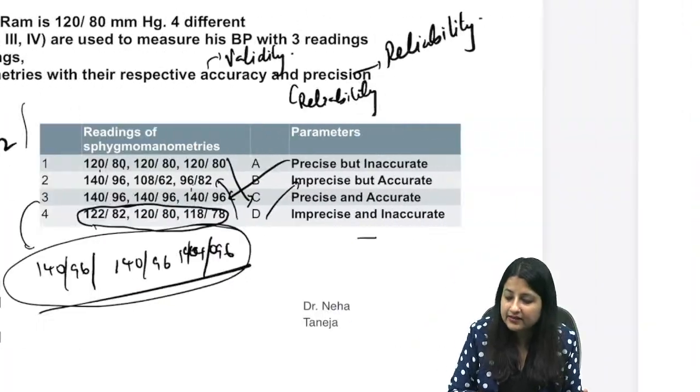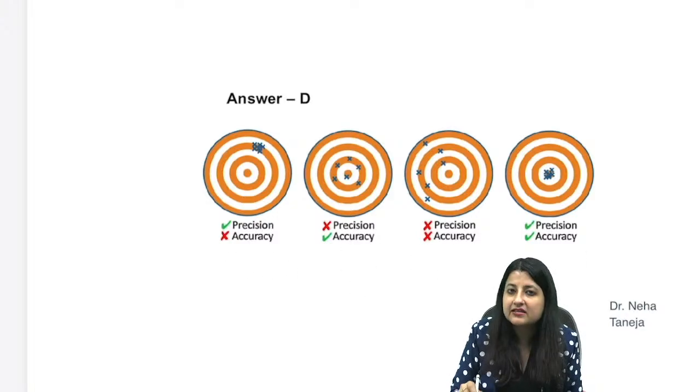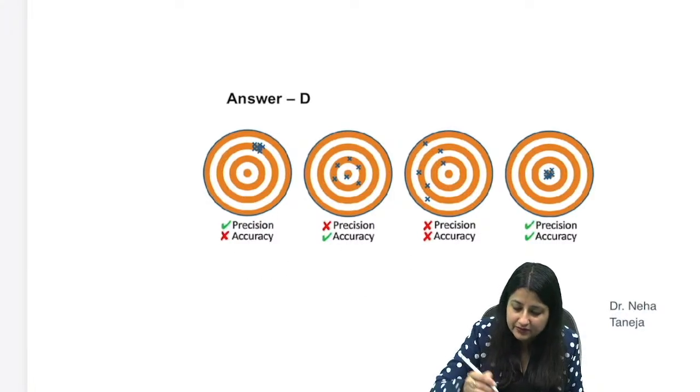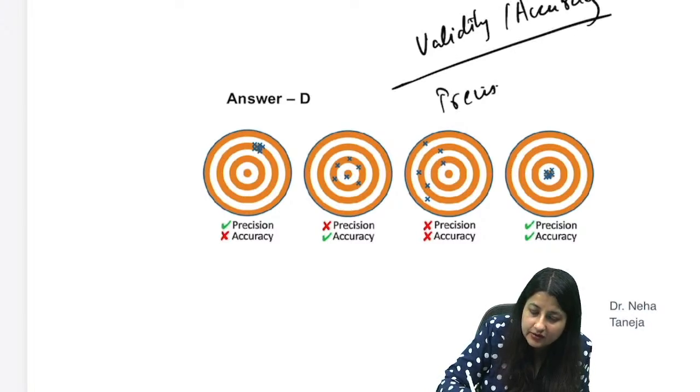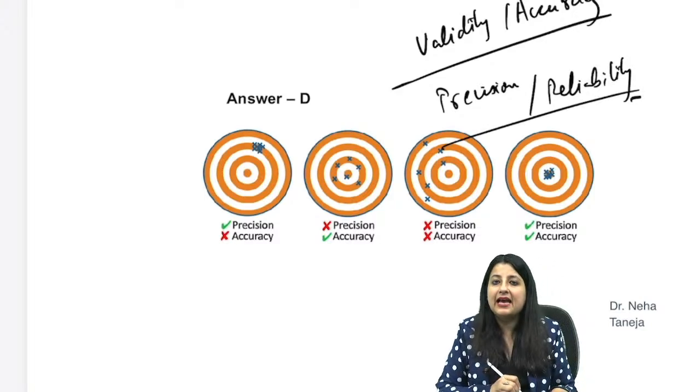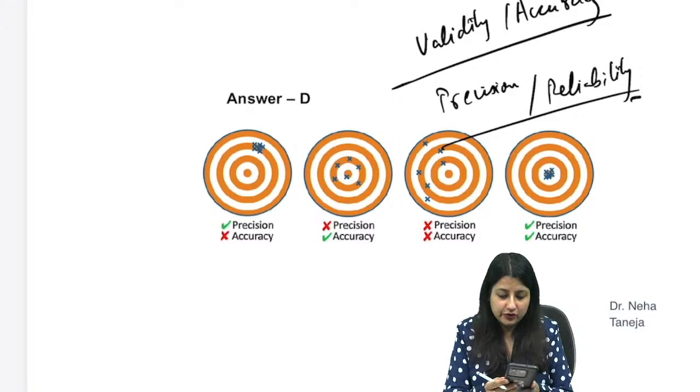Everyone clear with this? Okay, so this is the image representation of this. Please remember, validity is the same as accuracy. And if you talk about precision, precision is the same as reliability, repeatability, reproducibility.